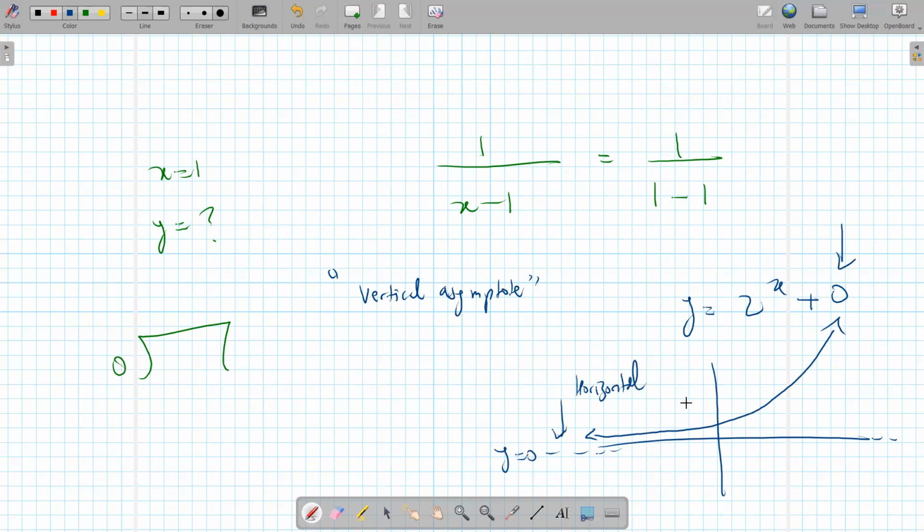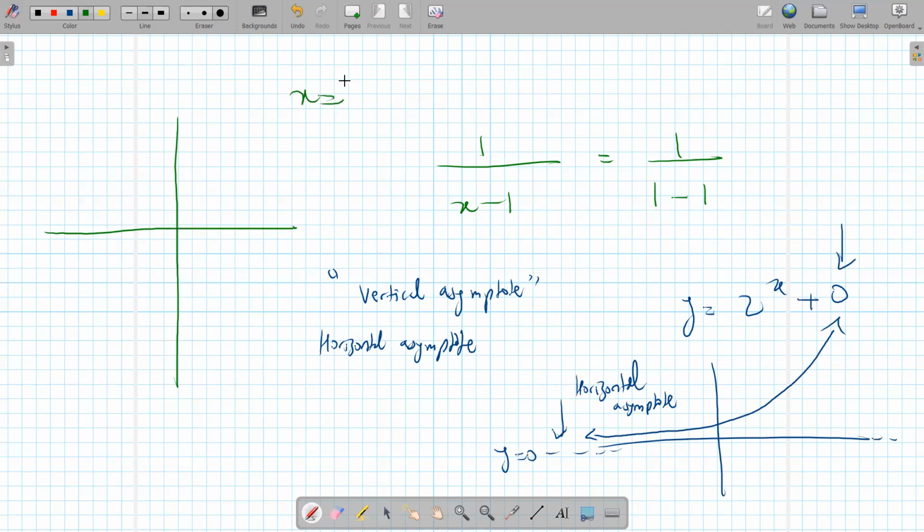Asymptote just means like an invisible wall, like an invisible barrier. So exponential functions have a horizontal asymptote. Polynomial functions don't have any asymptote. But a rational function has both a vertical as well as a horizontal asymptote. Here, let me quickly show you what the graph of this looks like.